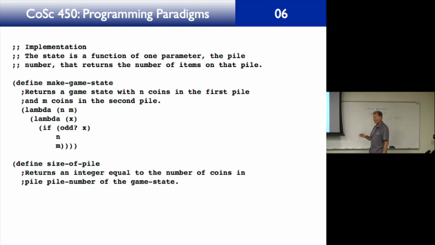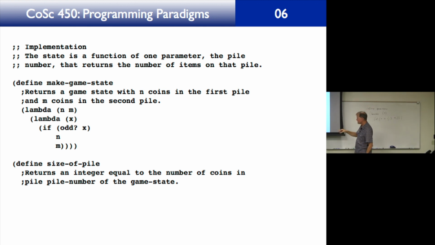Now, you guys, this is so cool. Define size of pile. What does it return? An integer equal to the number of coins in pile number of the game state. But now, what is the game state? A function. And what did size of pile take for its parameters? How many parameters did it take? I think it was only one, which is the pile number. Oh, I'm sorry, you're right. It takes the game state and the pile number.